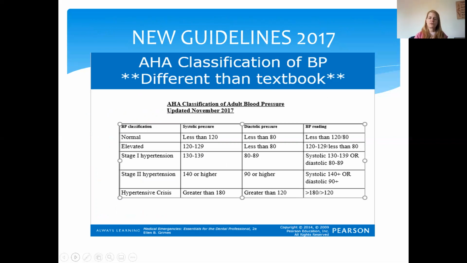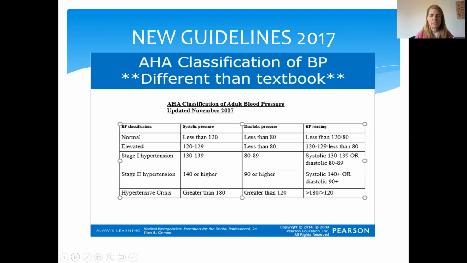If we take a look at this new chart, normal is less than 120 and less than 80. So less than 120/80. Elevated is 120 to 129 and still less than 80 for the diastolic pressure. There are a lot of people that are above this. These are pretty low numbers for normal and just slightly elevated.